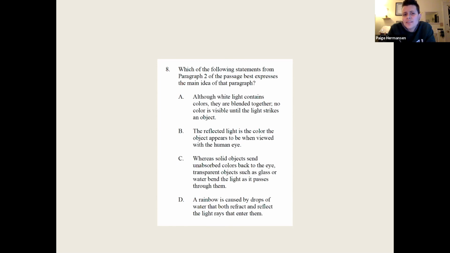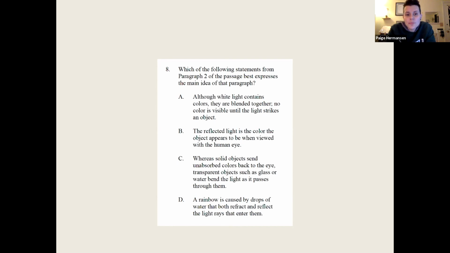C, we're getting closer. Whereas solid objects send unabsorbed colors back to the eye, transparent objects such as glass or water bend the light as it passes through them. Now, that's important to the passage. It's important to the idea of how color is viewed and what happens to it when it hits water or glass. But option D is the only one that brings us back to rainbows, right?